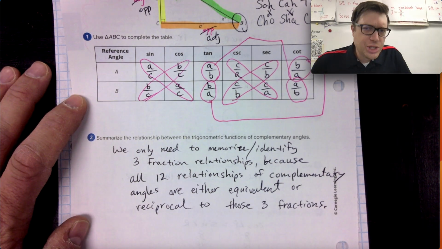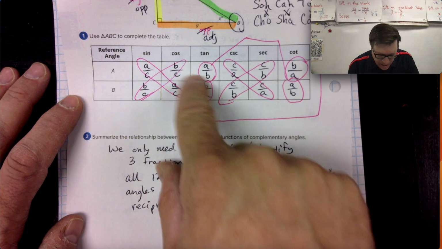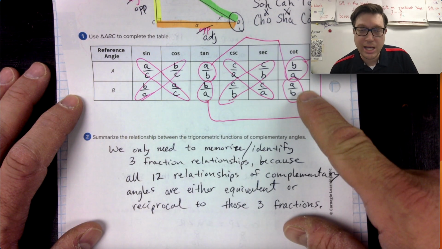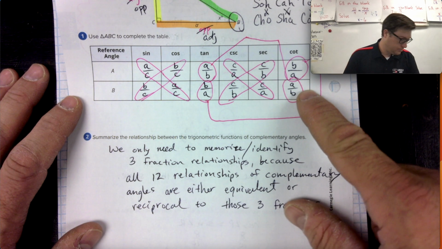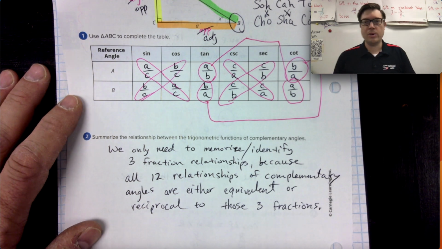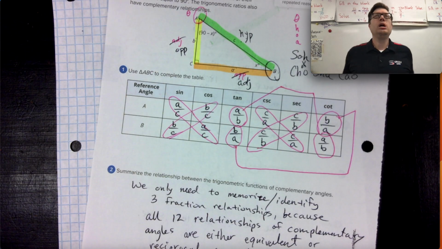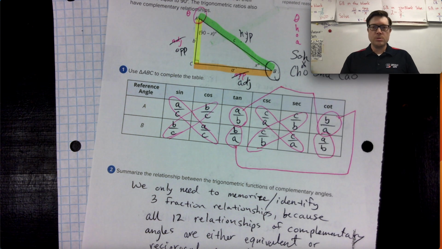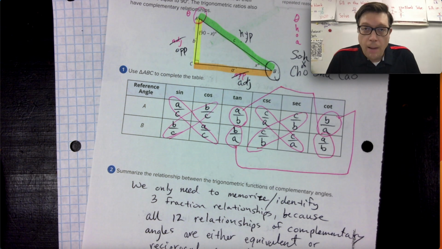Why is the ratio of the tangent of angle A equal to the cotangent of angle B? I'm not repeating what I said. It's all about the reference angles, people. It's all about the reference angles. Sine is opposite over hypotenuse, cosine is adjacent over hypotenuse, and tangent is opposite over adjacent.